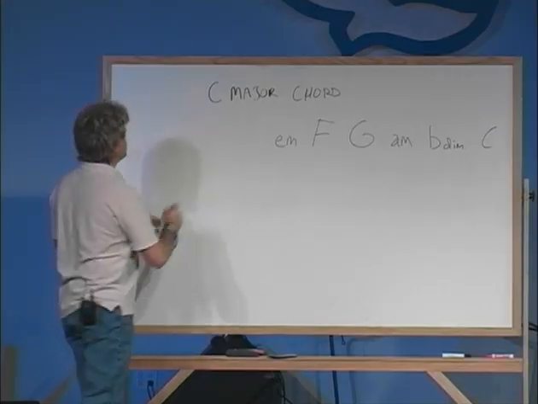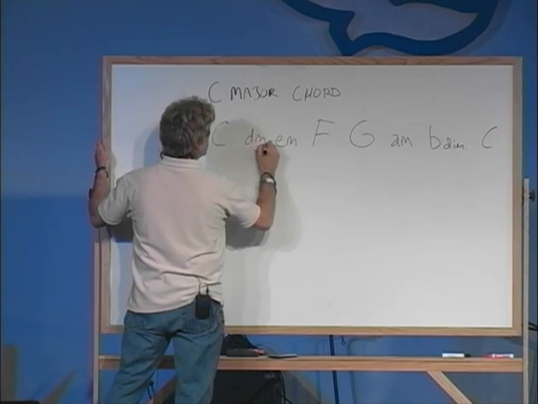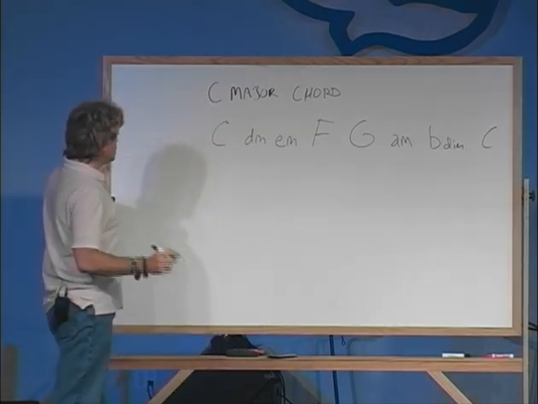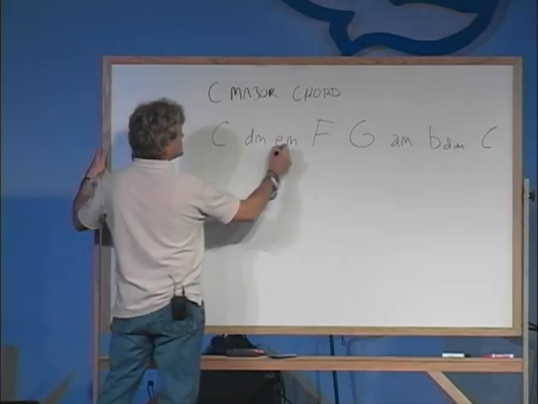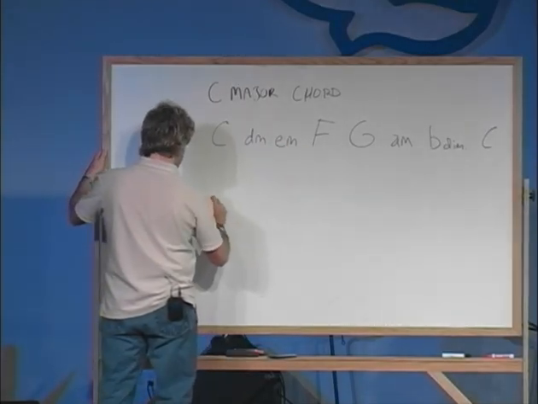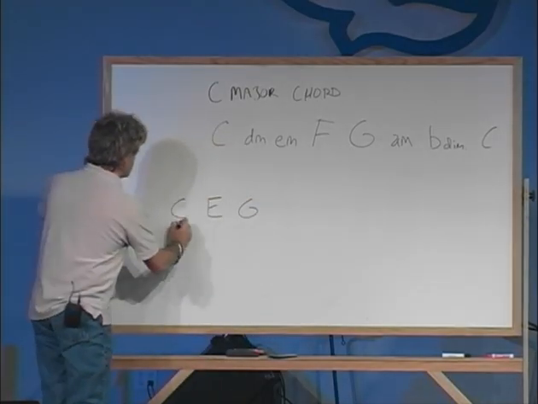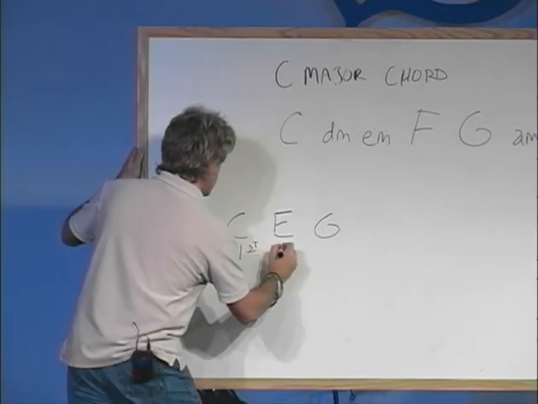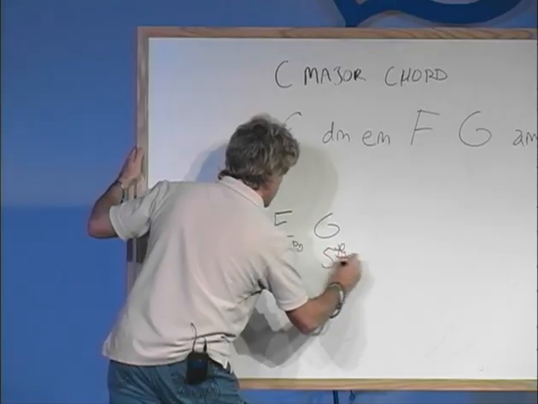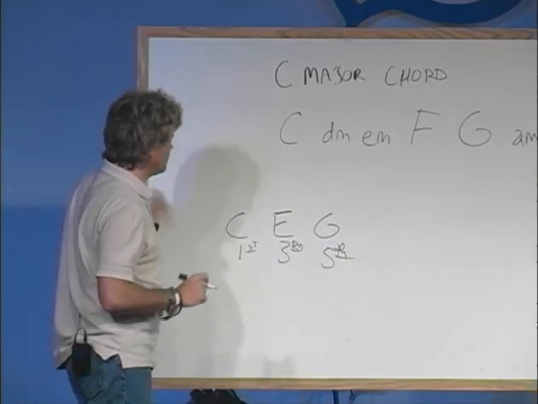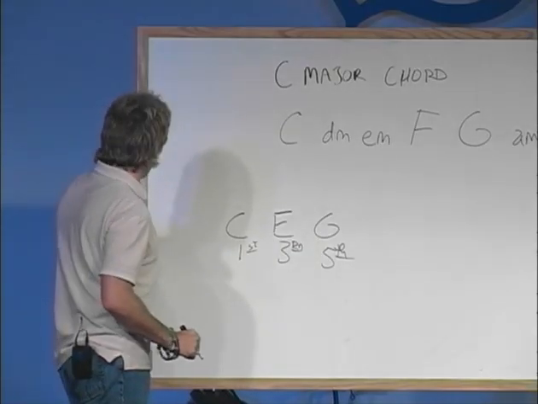Now, let me put these back up because I want to go over one thing, and we might refer back to this. Remember we said the C major chord is C, E, G. And we talked about the fact that this is the first, third, and the fifth. Let's look at this relationship a little bit more.